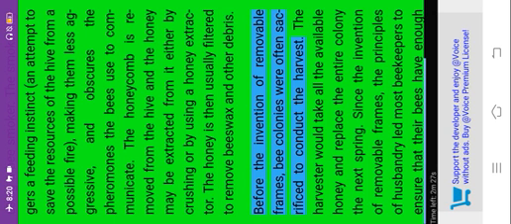Before the invention of removable frames, bee colonies were often sacrificed to conduct the harvest. The harvester would take all the available honey and replace the entire colony the next spring.